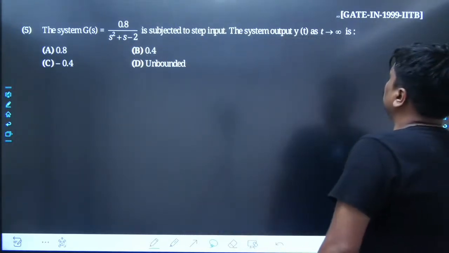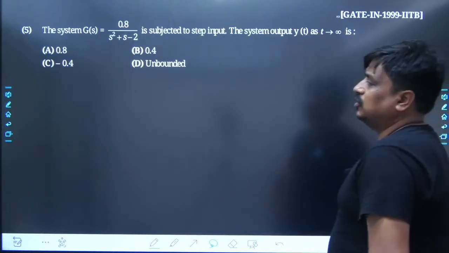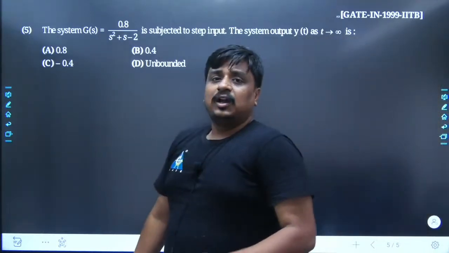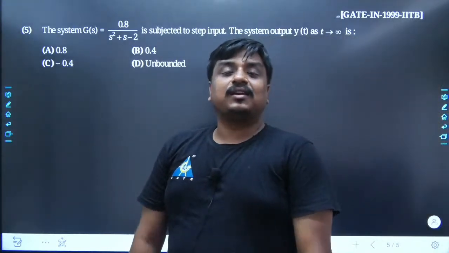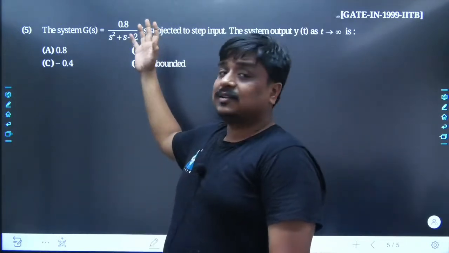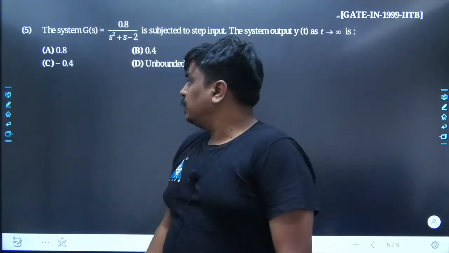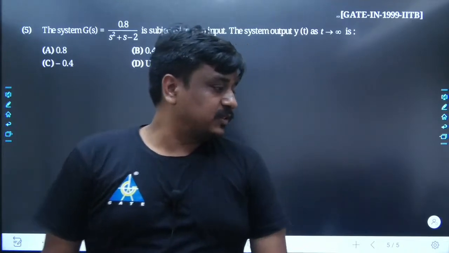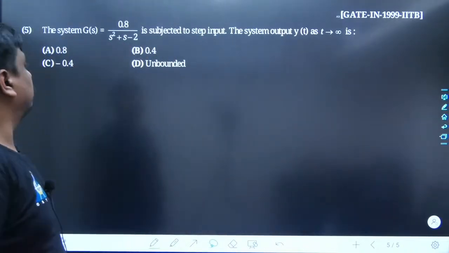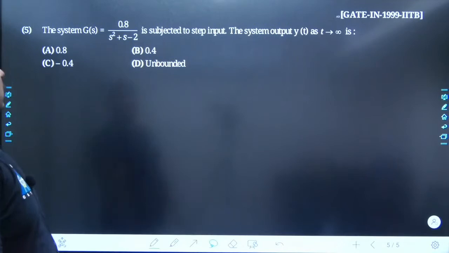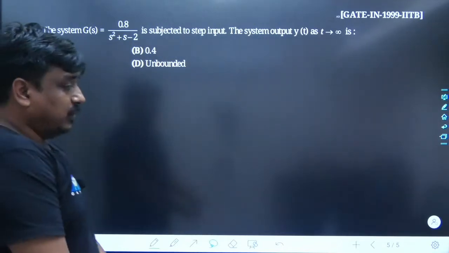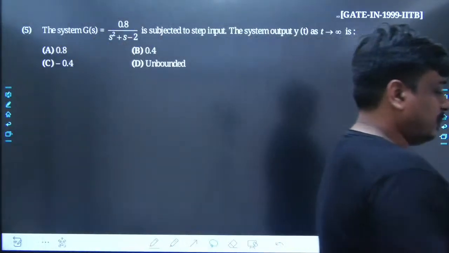The system output y(t), when t tends towards infinity, means you are seeking the steady state response of the system when it is excited by the unit step input. Tell me what would be the best most answer. What would be the best most answer for this given problem?